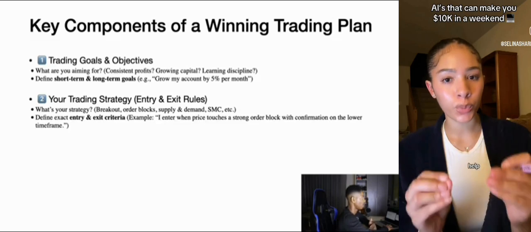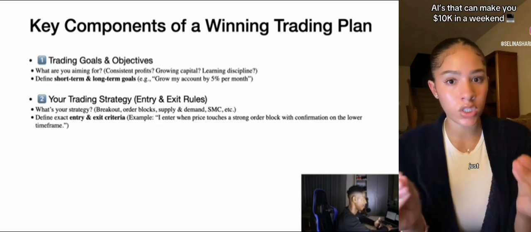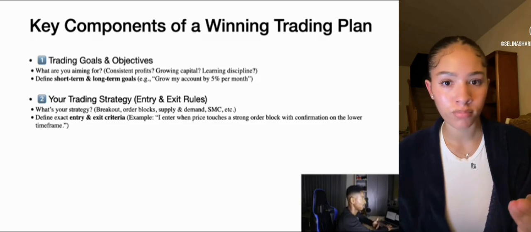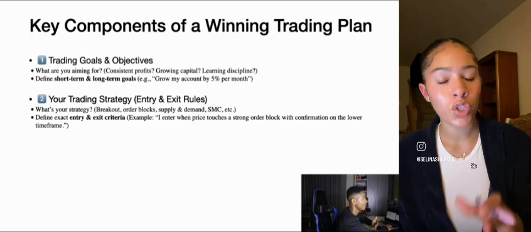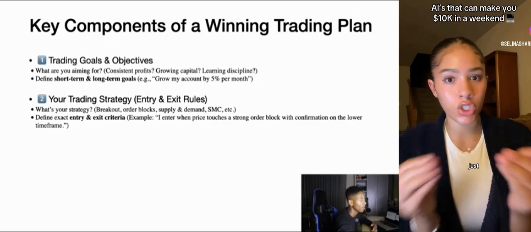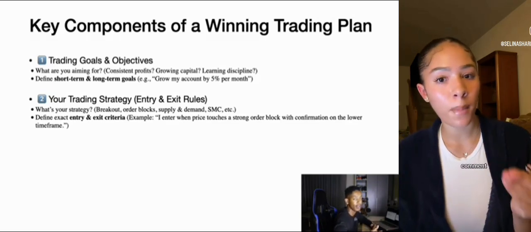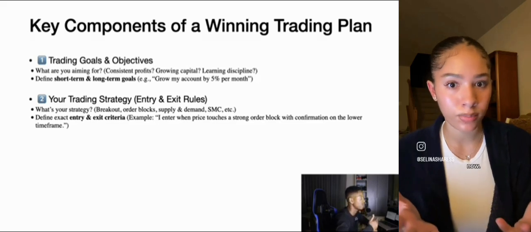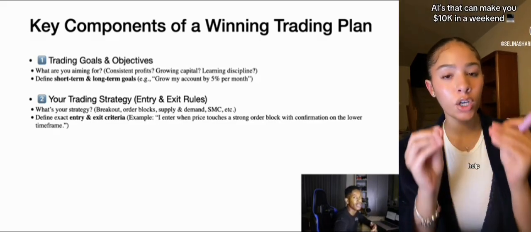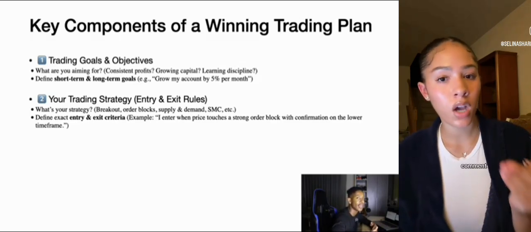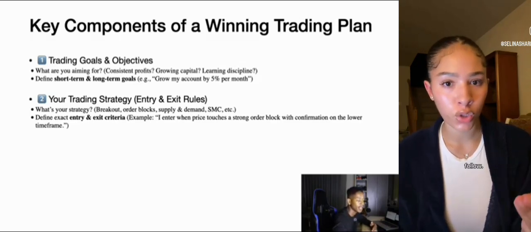Then followed by that is going to be you having to define your entry and your exit. Example, I enter trades when price touches a strong order block with confirmation on the lower time frame. That could be your exact same entry criteria, which allows you to be able to understand what actually makes you enter. And when it comes to your exit criteria, it's going to be something like, once trade moves in my direction, I'm going to lock in profits as soon as every candlestick closes that moves into my direction.